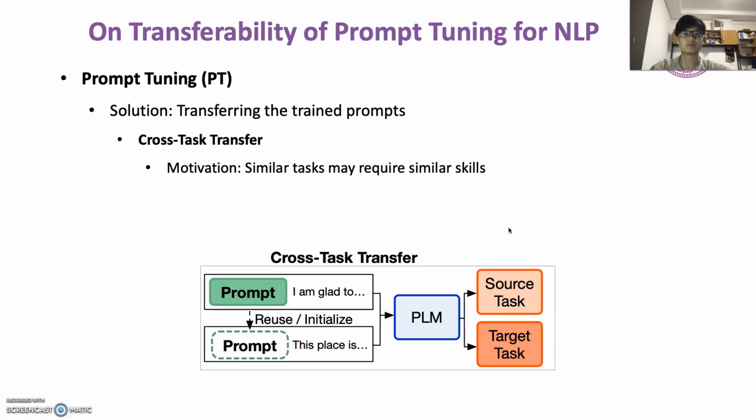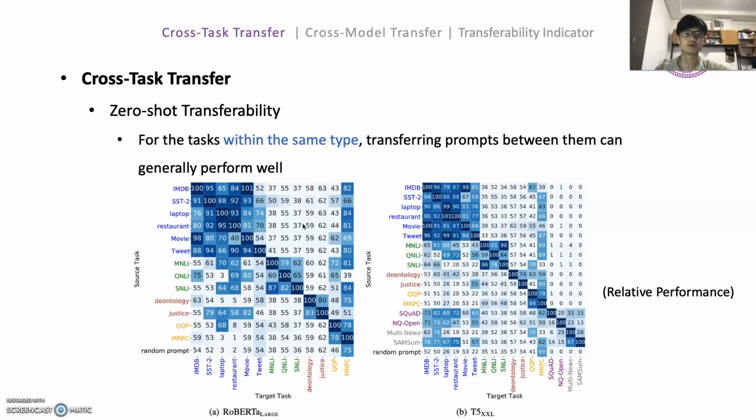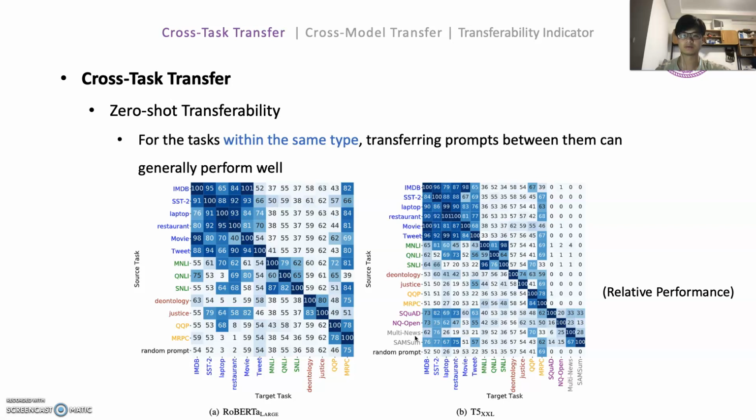In cross-task transfer, we assume that similar tasks may require similar skills. Thus, we try to directly reuse the prompts on the target task. As shown in the pictures, the words in the same color indicate the same type of task. We find the soft prompts can directly transfer to the same type of task and achieve non-trivial performance. However, they transfer poorly to different types of tasks that require different language skills, like here and this part.